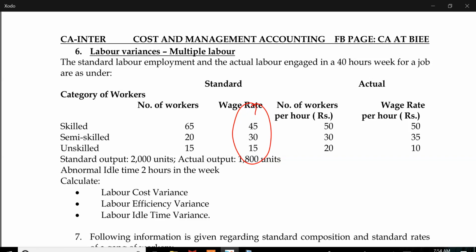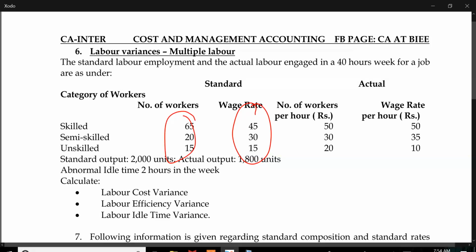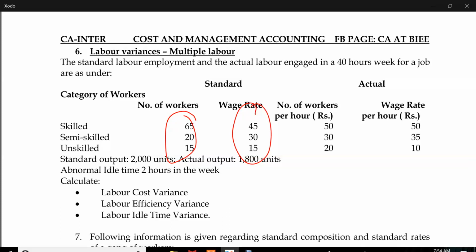It's not 3:2:1. 3:2:1 is your rate. The ratio is 65:20:15, which is the number of workers. The ratio is given in the question.